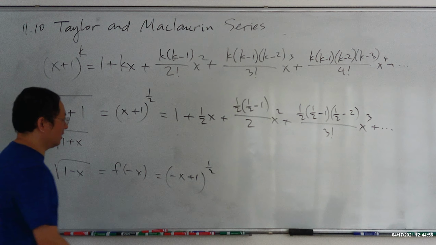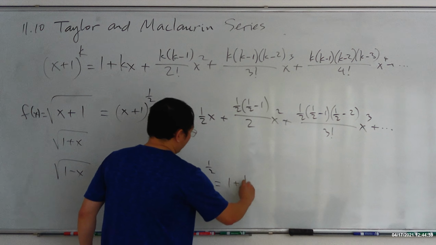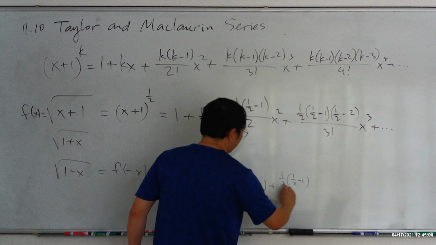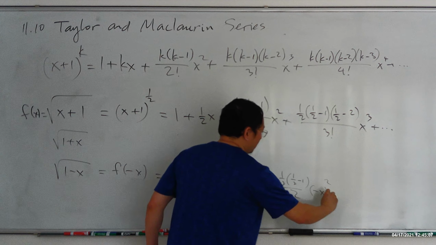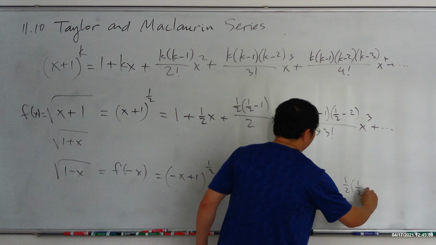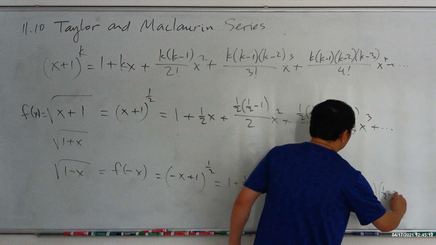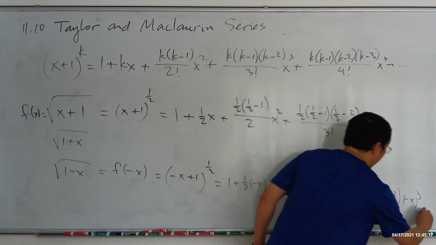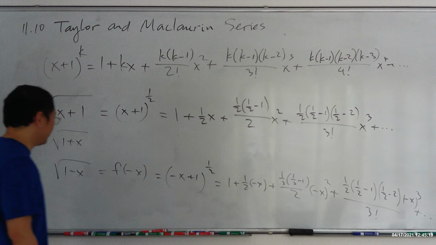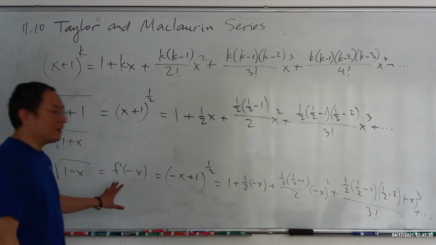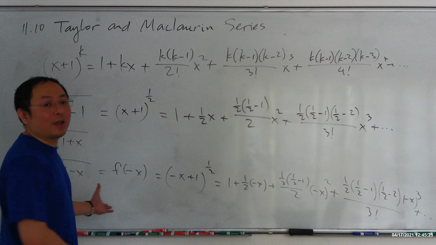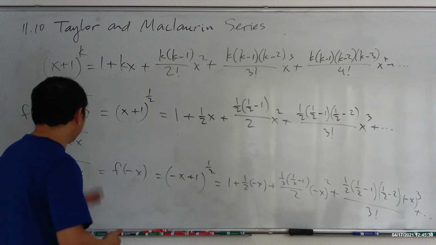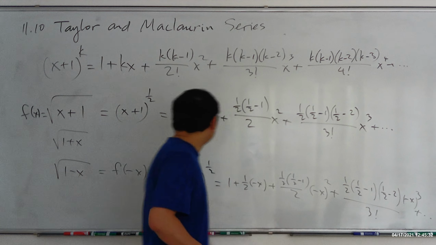That looks easier. Okay, so this is 1 plus 1/2 times negative x, plus the whole thing right here, 1/2 times 1/2 minus 1 times negative x squared, over 2 factorial, plus 1/2, 1/2 minus 1, 1/2 minus 2 times negative x cubed, over 3 factorial. Keep going, and of course you simplify, you have the answer. Okay, you see it's in here. Be very careful with your algebra. I myself may make mistakes too, and if you have something that looks kind of similar, make sure that you modify it correctly to have the answer.